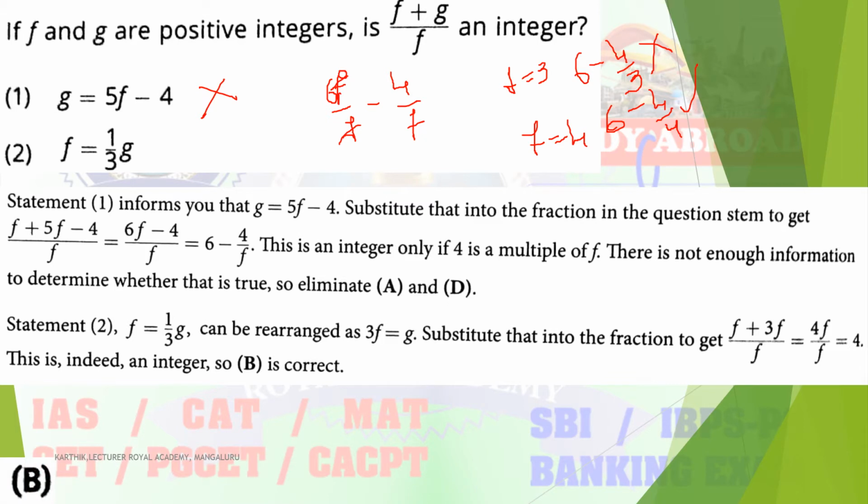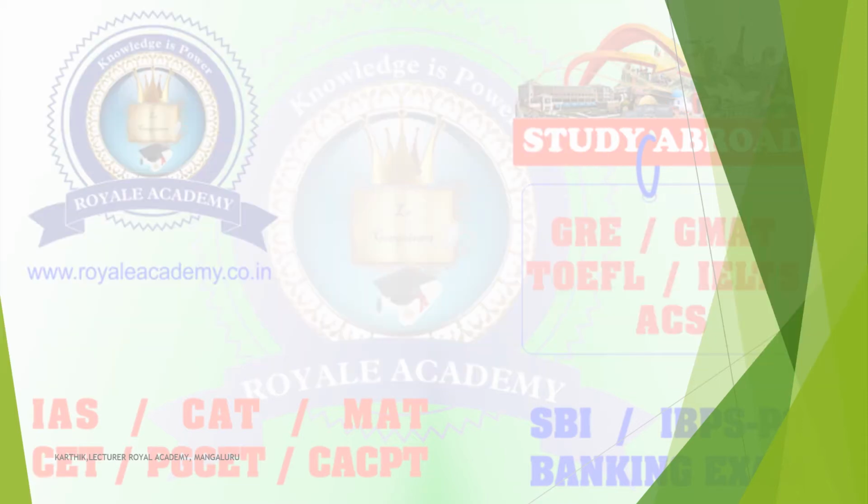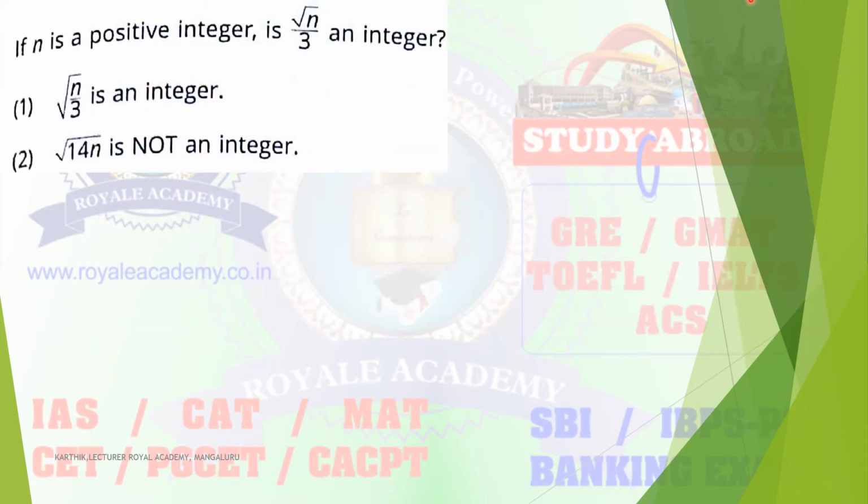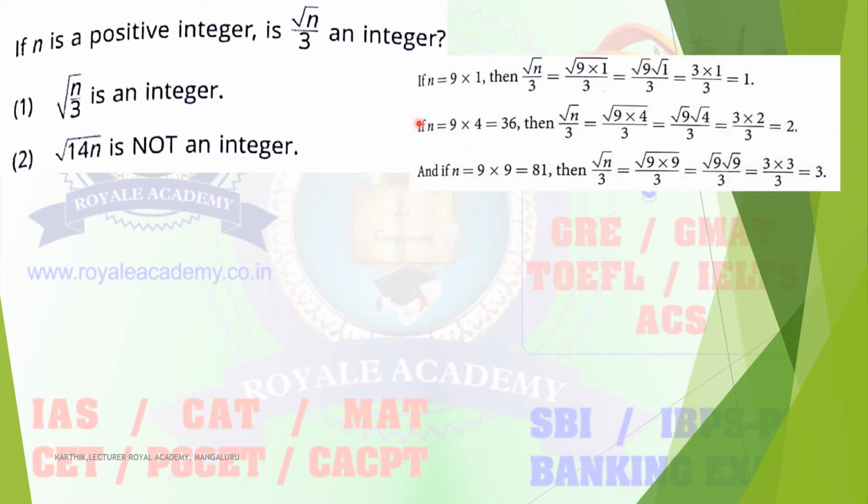I hope all of you understood how to solve this problem. So we'll see the next type of problem. If n is a positive integer, is the square root of n by 3 an integer? This is also a type of problem that is a yes or no type of question. You have to answer whether it is yes, it is an integer, or no, with the help of these two statements. First we'll see the possible answers.